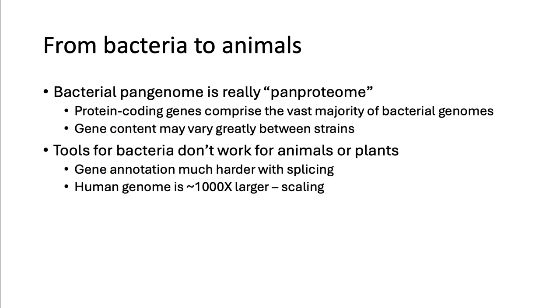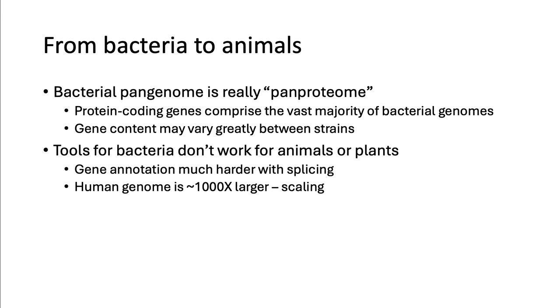Bacterial pangenome, as I said, is mostly a pan-proteome. It's not really the whole genome. It's about the protein coding genes. But for bacteria, it works well because more than 90% of the genome is actually protein coding genes. And so this works very well. But this doesn't really work for animals or plants.